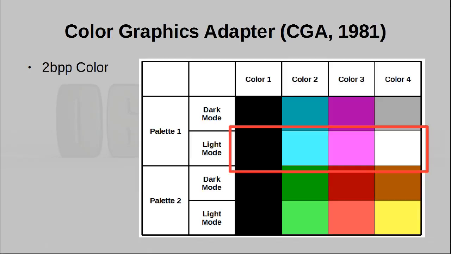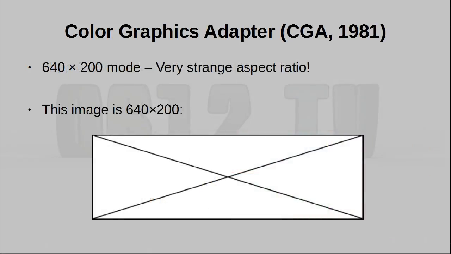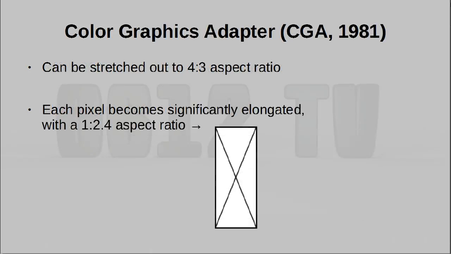Another graphics mode available is 640 by 200 at 1 bit per pixel. Now, as you can imagine, with this sort of dimensions, it's pretty weird. Normally, we'll stretch things out to the 4:3 aspect ratio of monitors of that time. And what this means is the pixels on screen are more than twice as tall as they are wide.